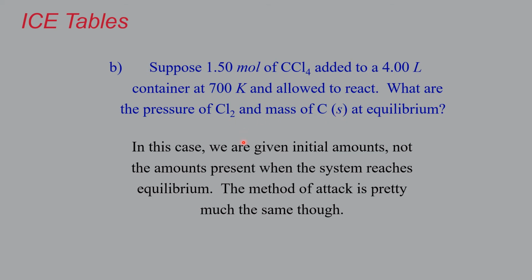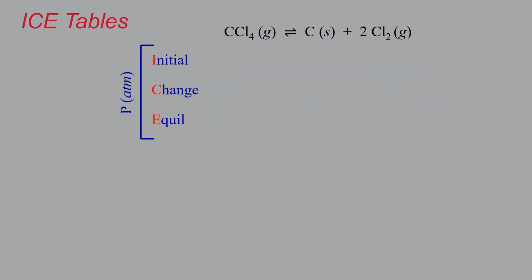What's different here in this case is we're given initial amounts, not the equilibrium amounts, but we can still do the same idea of building an ICE table. It's just going to be algebraically symbolic to begin with. So let's do it. All right, got the same system. It's going to be Kp, so we're going to be working in pressures and atmospheres.